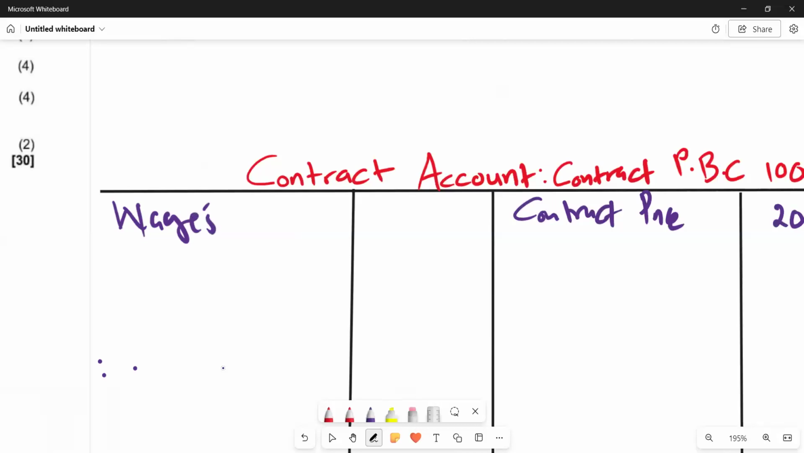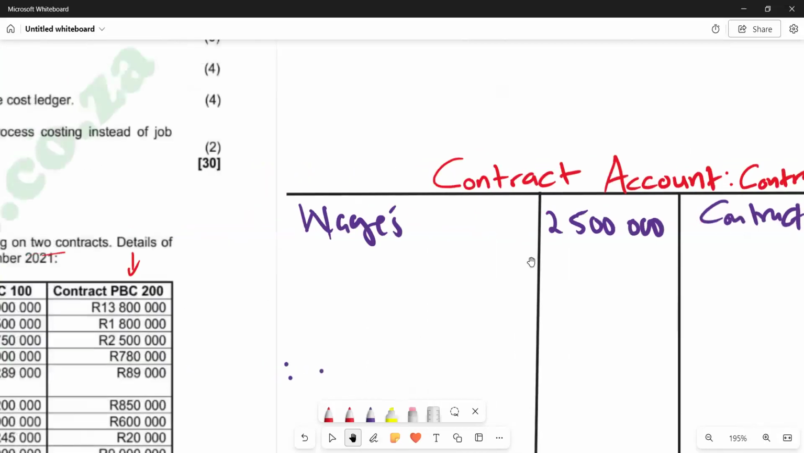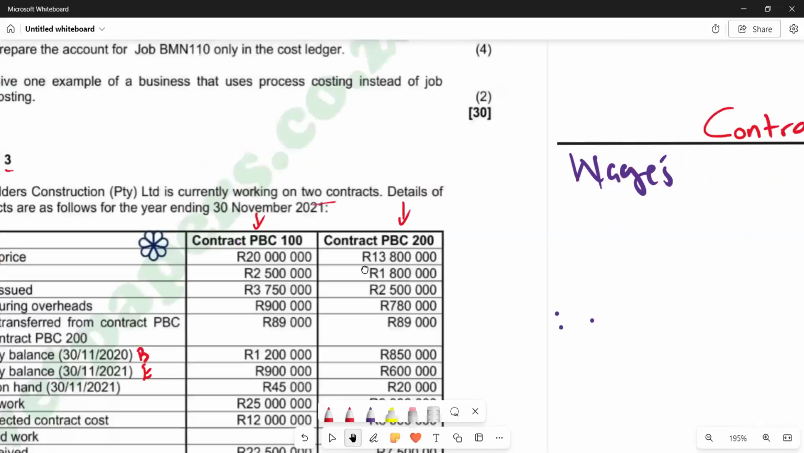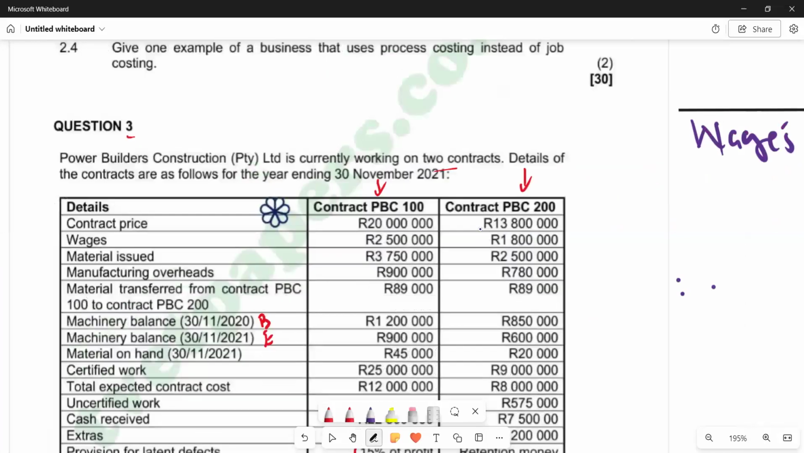And then we have got a 2,500,000. So we are saying 2,500,000. And then we go to the next item. From 2,500,000, we go to material issued, which is 3,750,000. And material issued also goes to the credit side. And then after materials issued, we've got manufacturing overheads, which is 900,000, which goes to the debit side again.